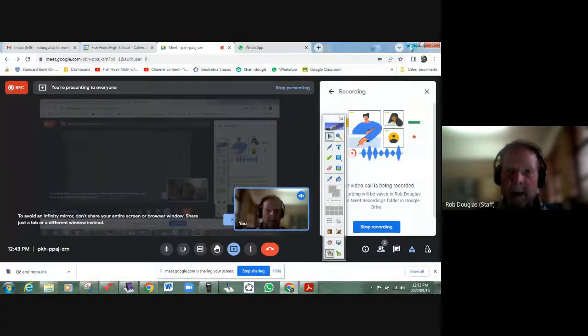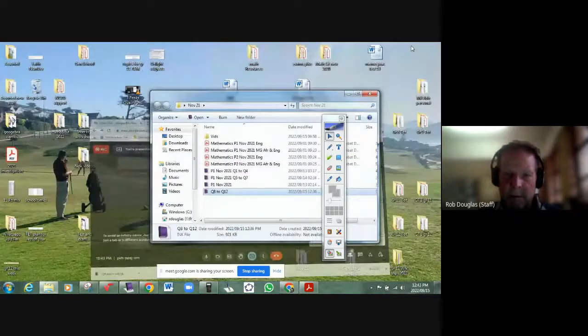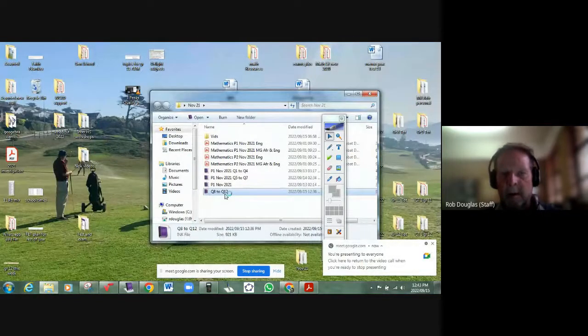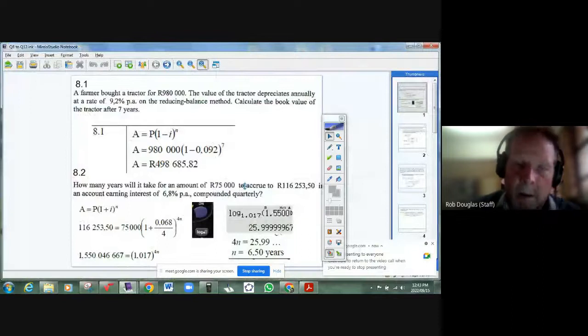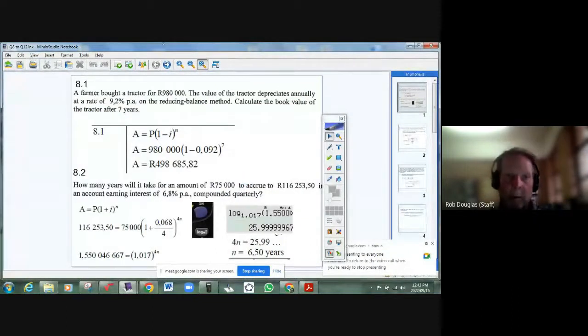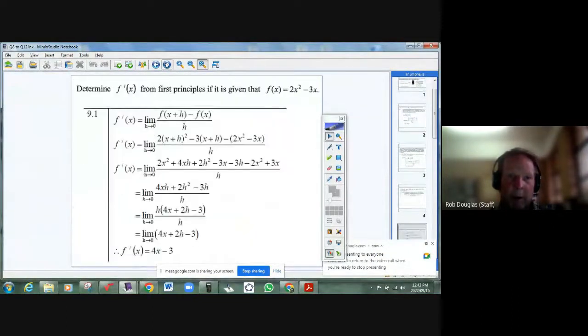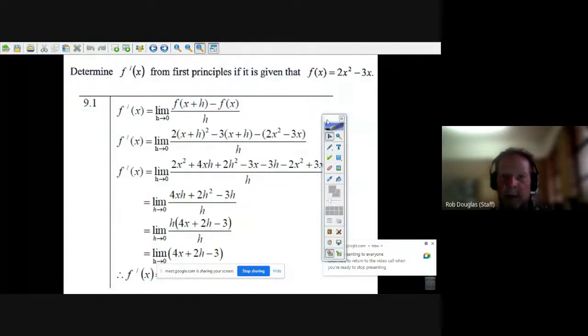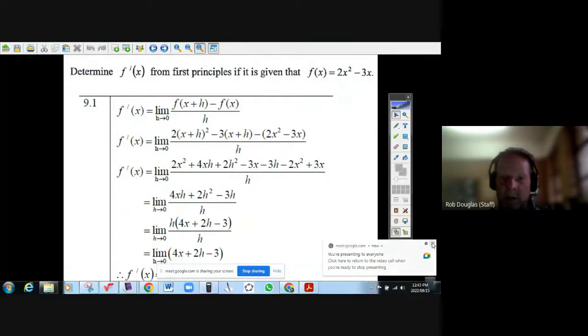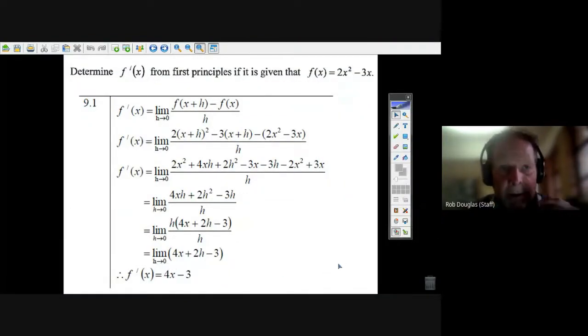Okay, we're going to look at the calculus part of paper 1, November 21. We're going to look at the calculus part. Question number 9, the first one, and they often ask this question. Here we go. They often ask this question.